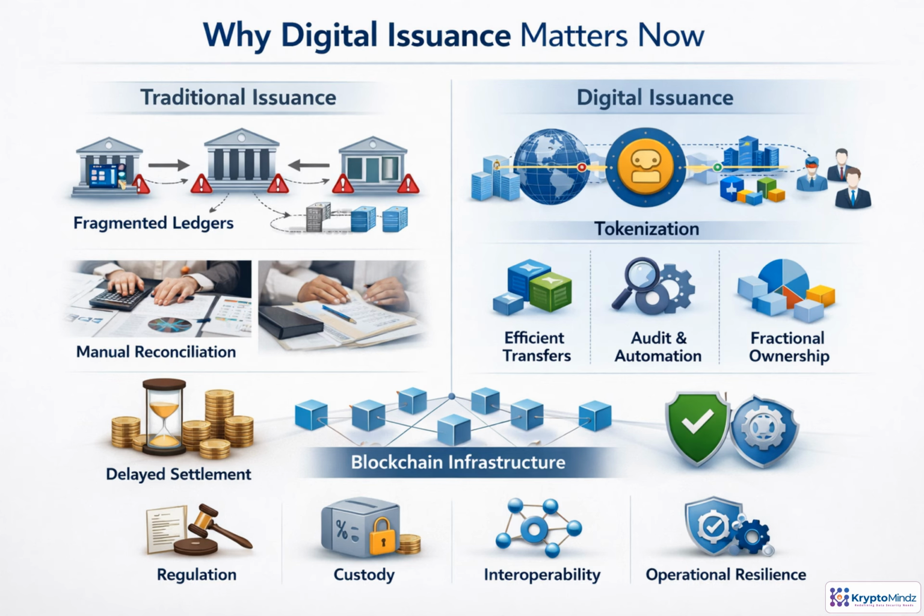The urgency around digital issuance comes from friction in today's markets. Traditional issuance often depends on separate ledgers, delayed settlement, and manual reconciliation between parties. Tokenization can improve this with a shared record, faster transfers, automated servicing, clearer audit trails, and more flexible ownership models. But blockchain is not magic. Institutional value only appears when compliance, custody, interoperability, privacy, and operational resilience are designed in from the start.